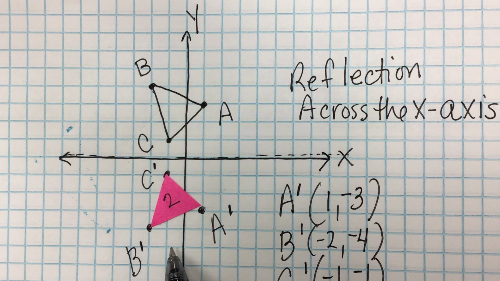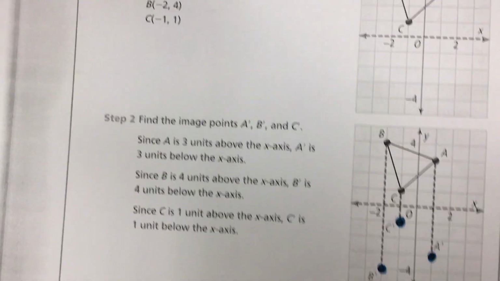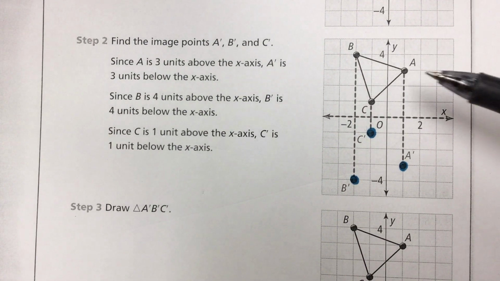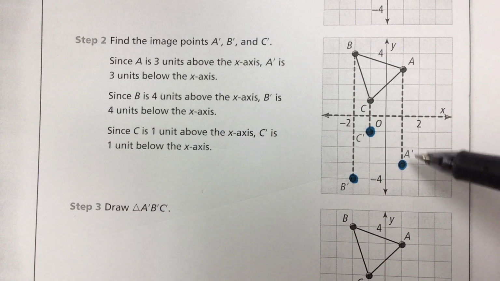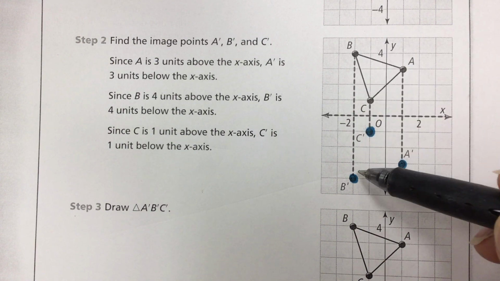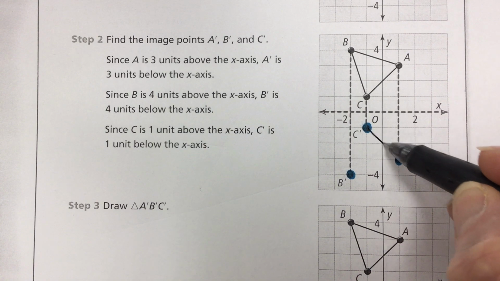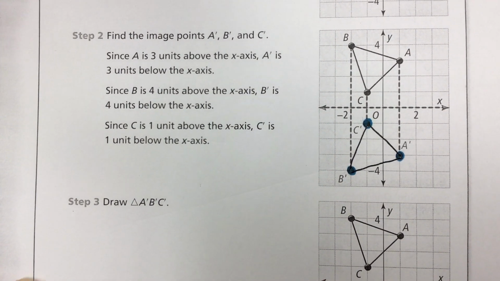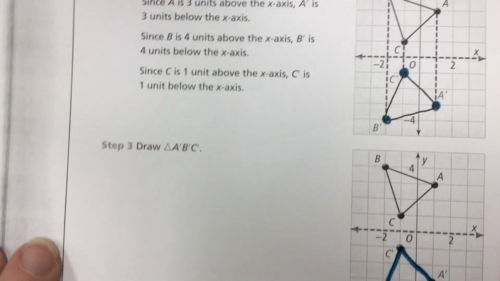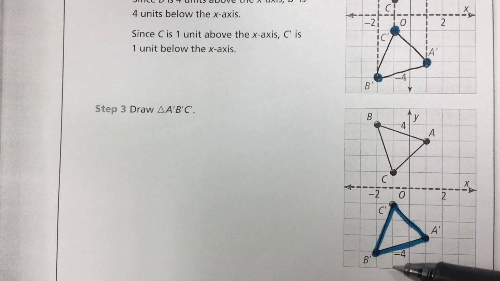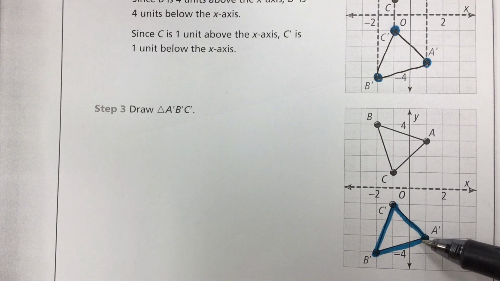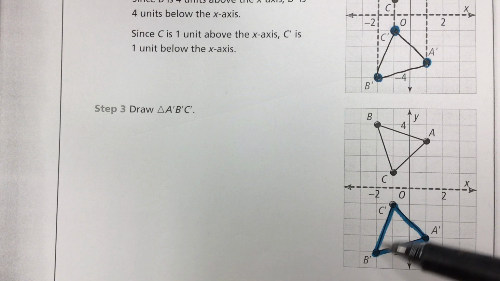Okay? So we can easily see that the image was flipped. A went to A prime, C went to C prime, B went to B prime. So then we've got a triangle that we can draw. Okay, so now we have drawn the reflection over the x-axis of ABC, which is now A prime, B prime, and C prime.